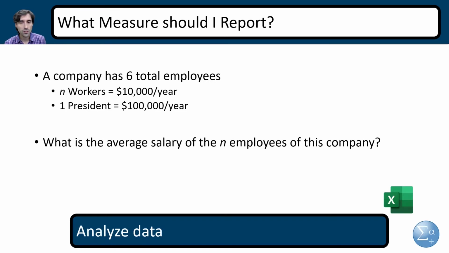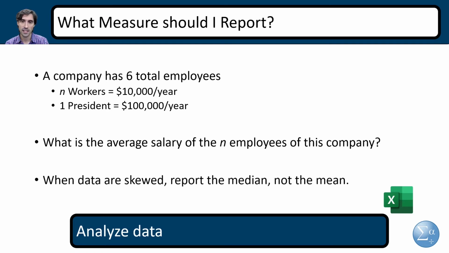You can do this on your own, but we are going to do this in class. Let's say you have 9 workers and there's a president. The 9 workers make $10,000 a year and the president makes $100,000 a year. Look at the average and the median, look at the difference, and see which one is more susceptible to skewness. Analyze that data.